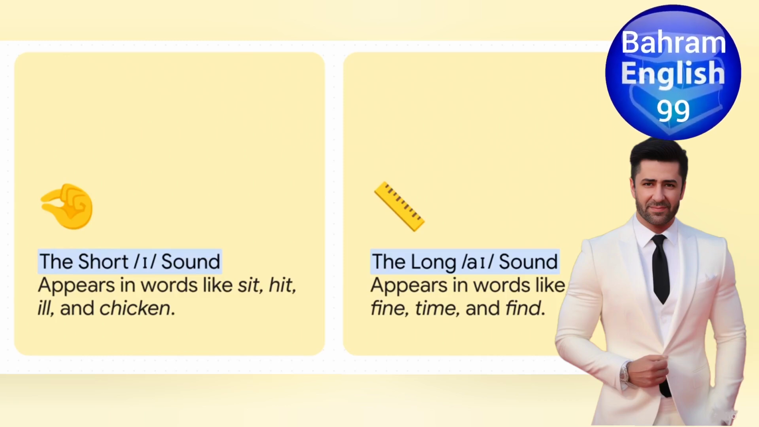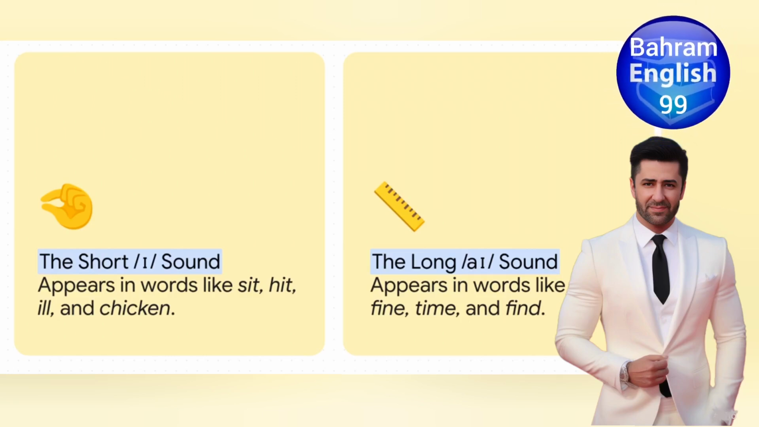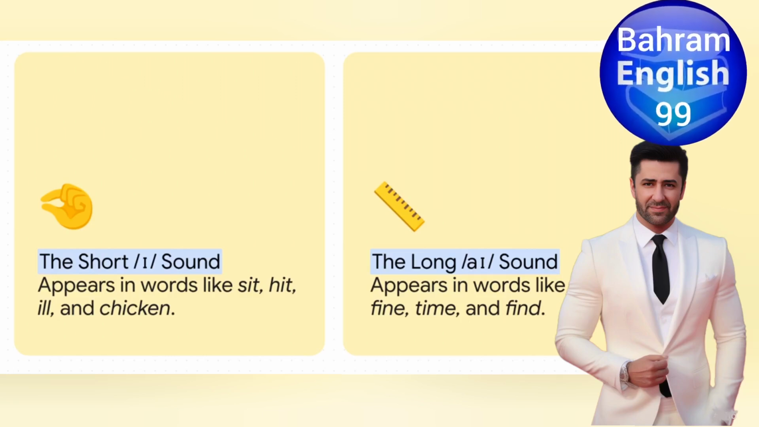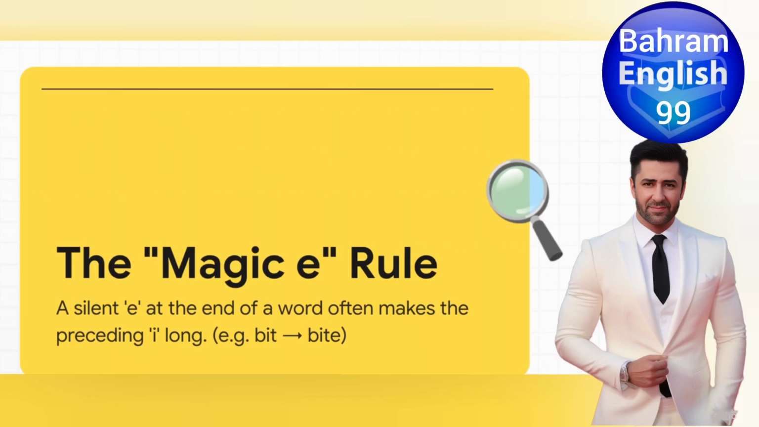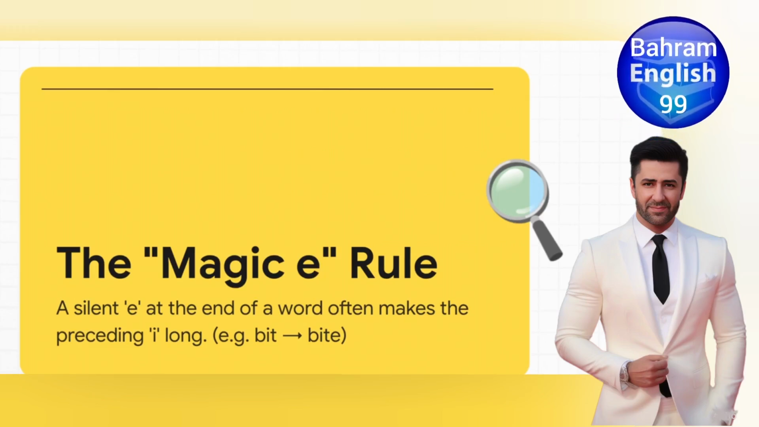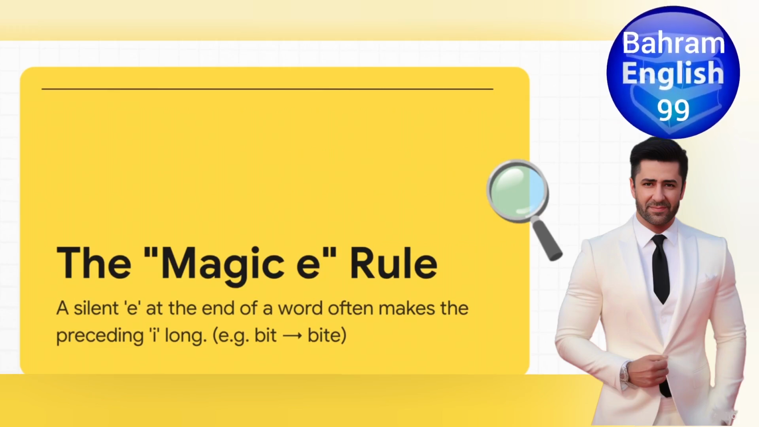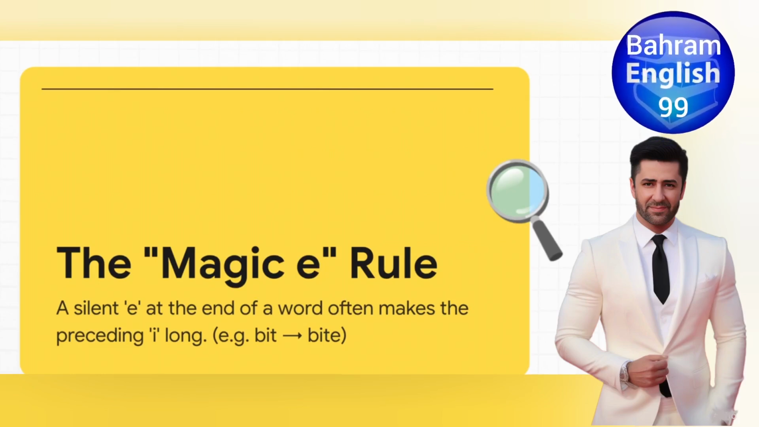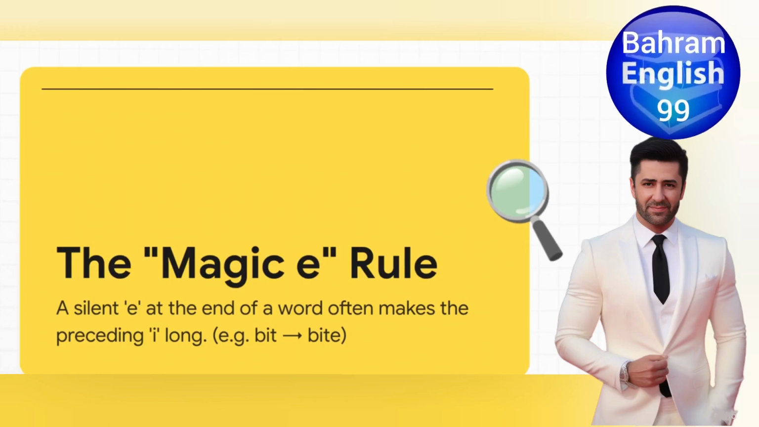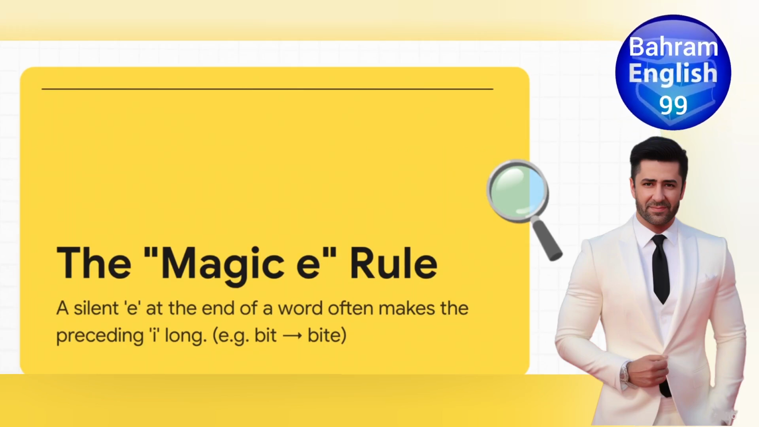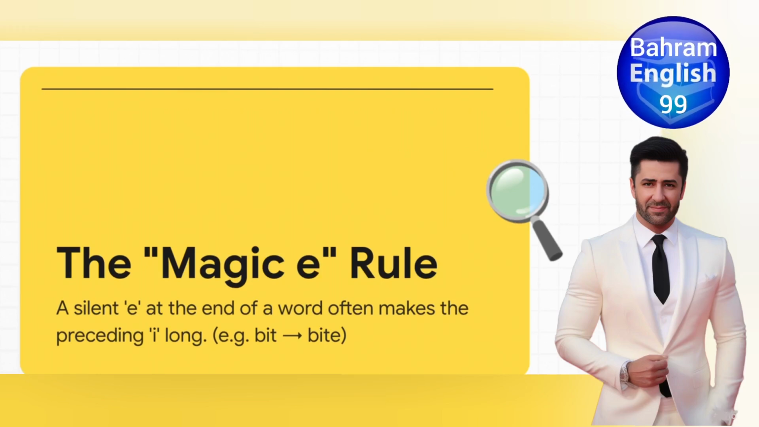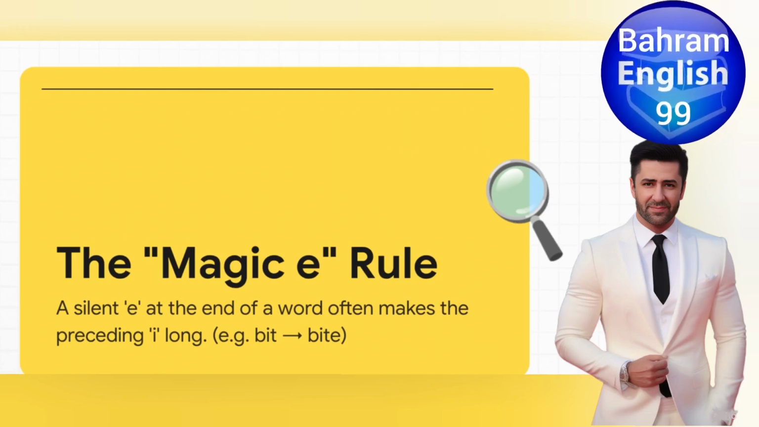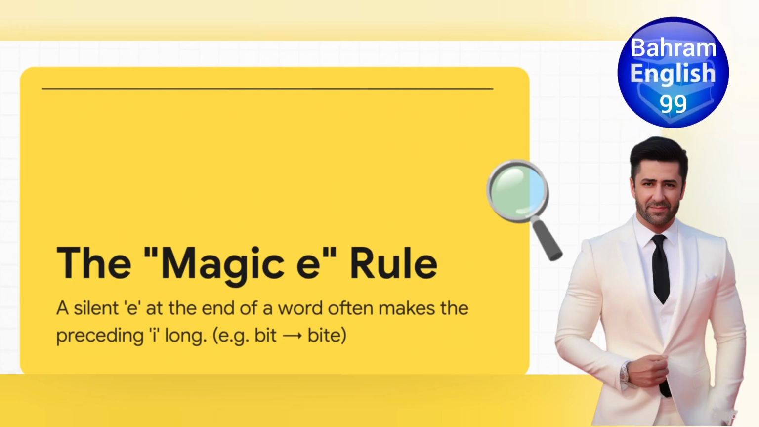So the big clue here is context. The letters that are hanging out around the I give us our first major hints. And this brings us to one of the most famous rules in English spelling. You've probably heard of it, the magic E. It's so cool. When you see a word with that I, then a consonant, then an E at the end, that silent E does something amazing. It works its magic, reaching back over the consonant to change the sound of the I from short to long. So a word like bit becomes bite. Fin becomes fine. It's a fantastic little trick to keep in your back pocket.